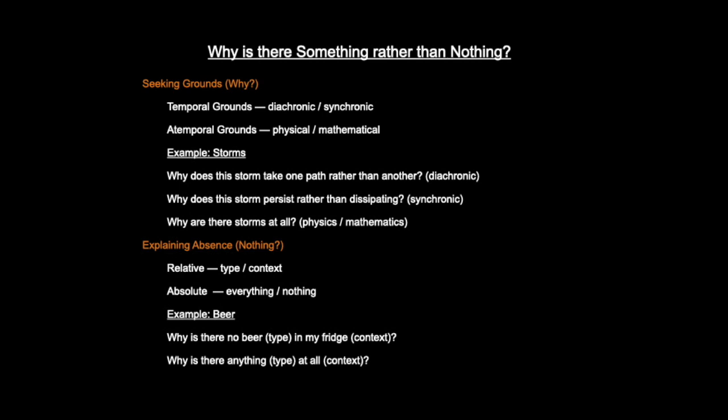Right, we can ask all of these kinds of questions about something like that. We might ask, okay, why is this hurricane tending towards Florida rather than going into Central America? We might say, well, because there was a wind blowing from the north, or wind blowing from the south. The diachronic kind of answer.